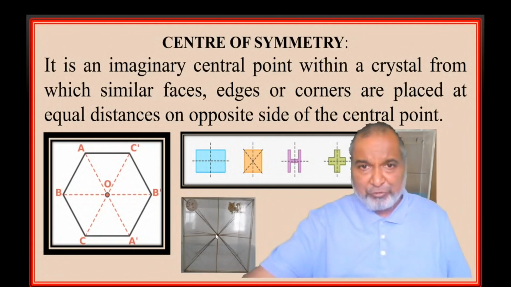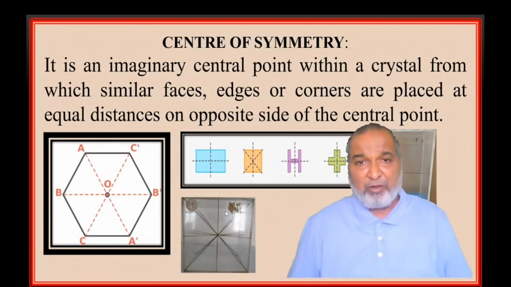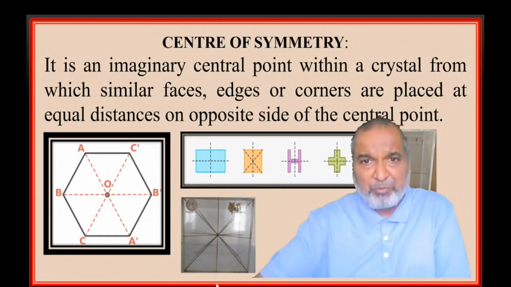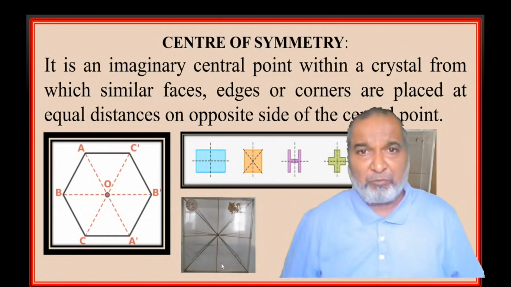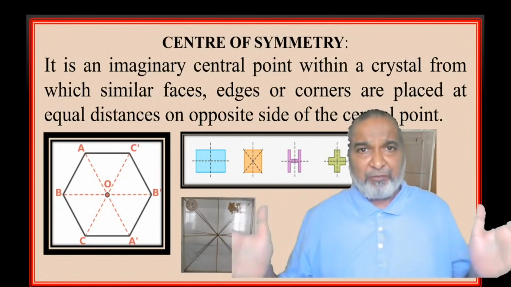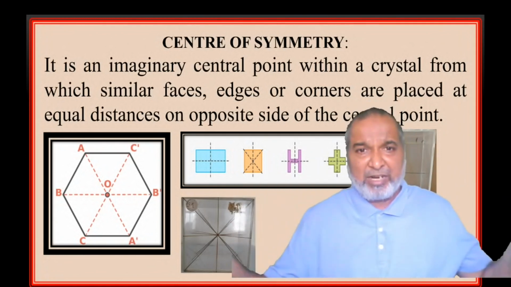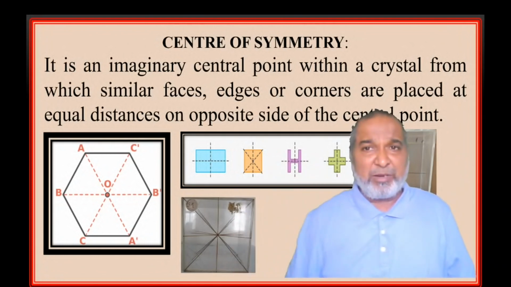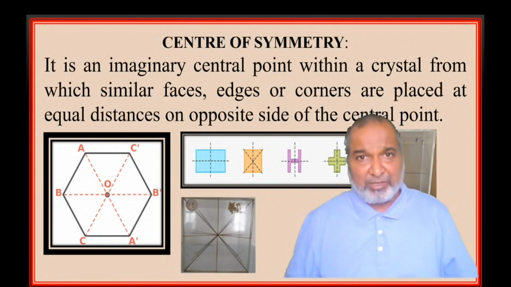Similar one here, I have shown you the glass model of a cube. You can see the corners, edges, center of the face. On the opposite side, they are at an equidistance. Once the faces, edges, corners from the center point on the opposite side are at an equal distance, then we say center of symmetry is present, otherwise center of symmetry absent.